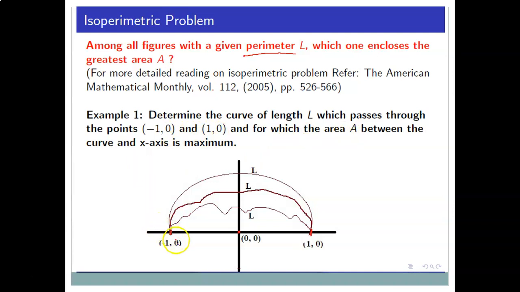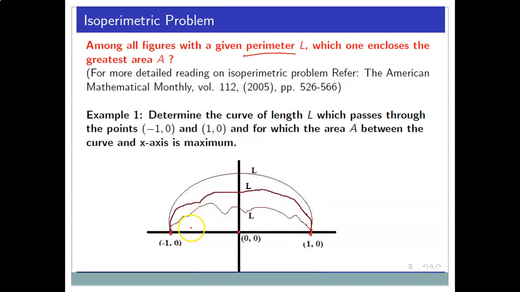So in this diagram, we have two points, (-1, 0) and (1, 0), and one curve passes through these two points, and the length of the curve is L. This curve can be in any form. Suppose this is the curve, again length is L. This is another curve, again length is L. Another curve, length is L. So there can be infinitely many curves passing through these points whose length is L.